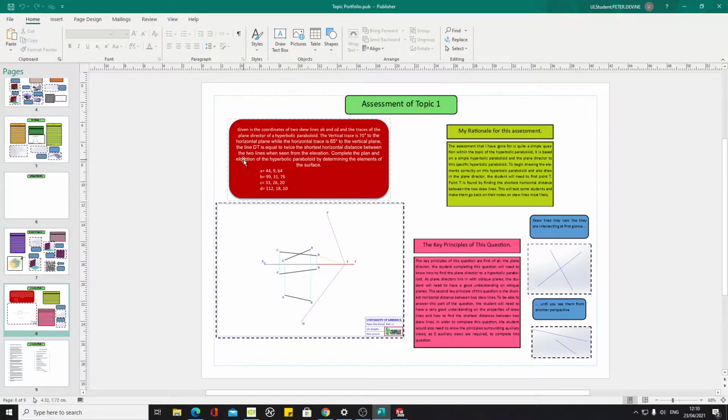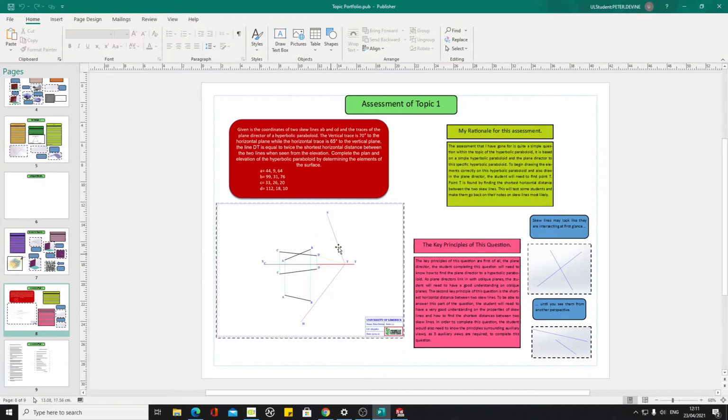So the line DT is equal to twice the shortest horizontal distance between the two lines when seen from elevation. So you'll need to get your shortest horizontal distance in elevation, and twice that from D will get you T. And complete the plan and elevation of the hyperbolic paraboloid by determining the elements of the surface, and then I have the coordinates. So it's a simple enough question.